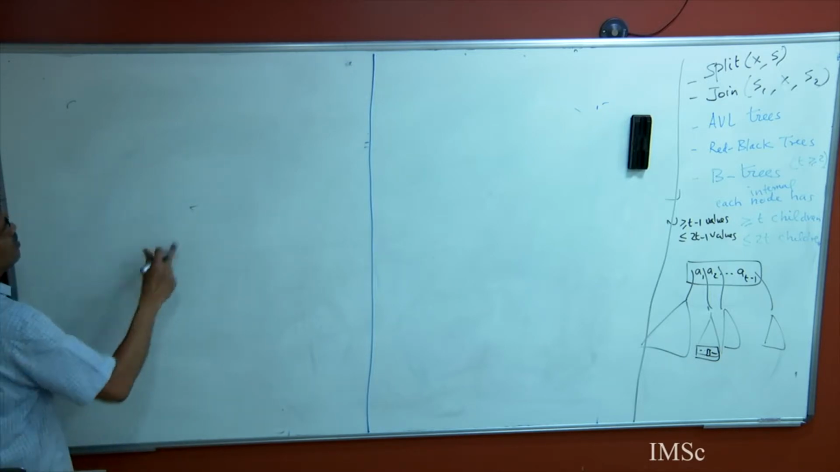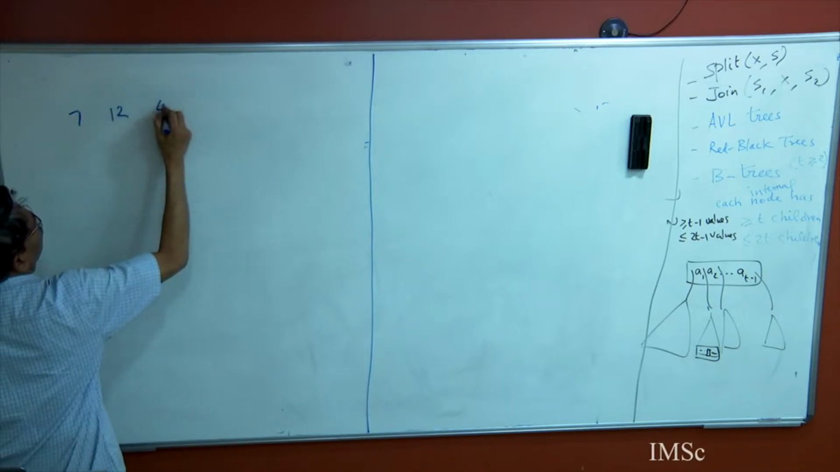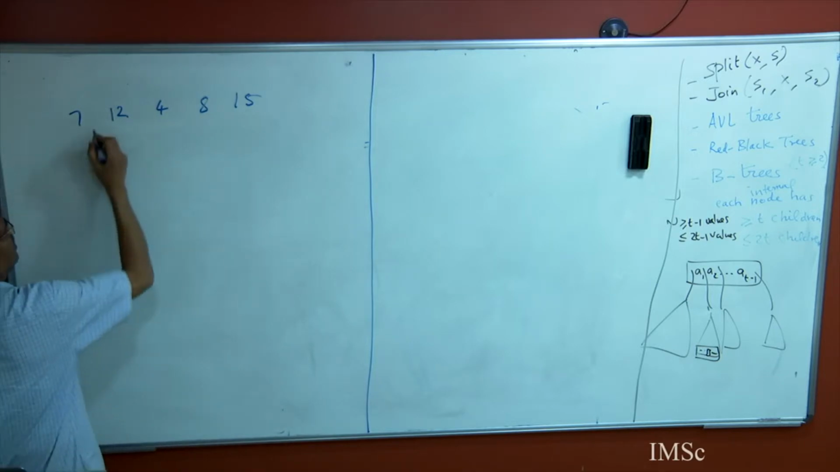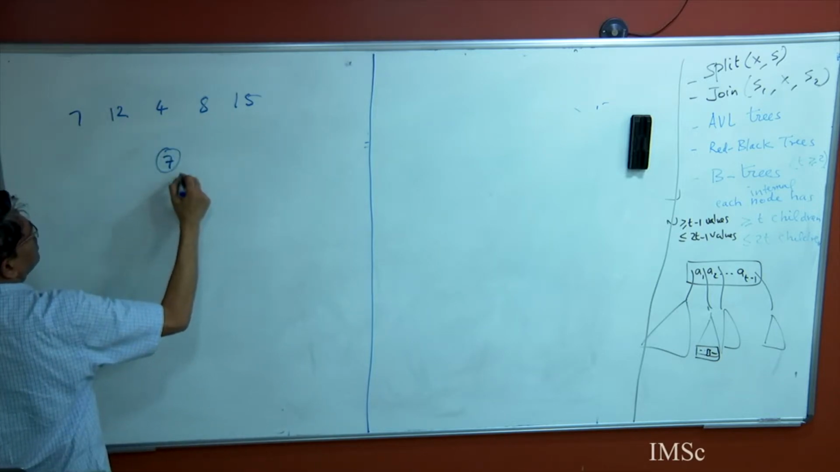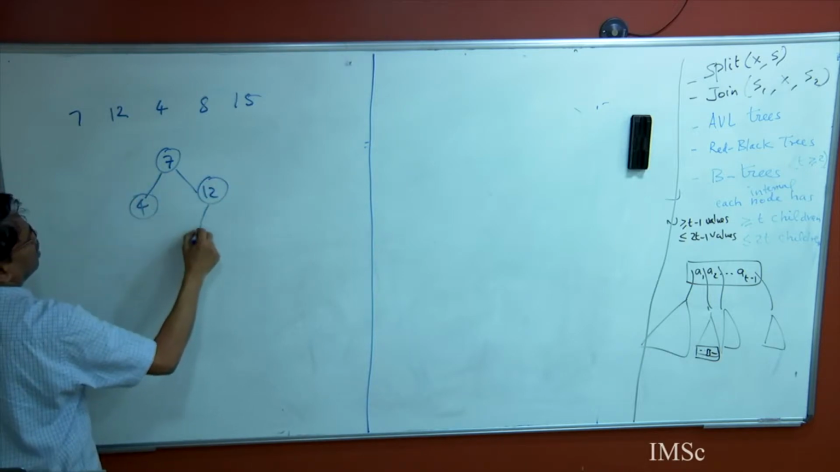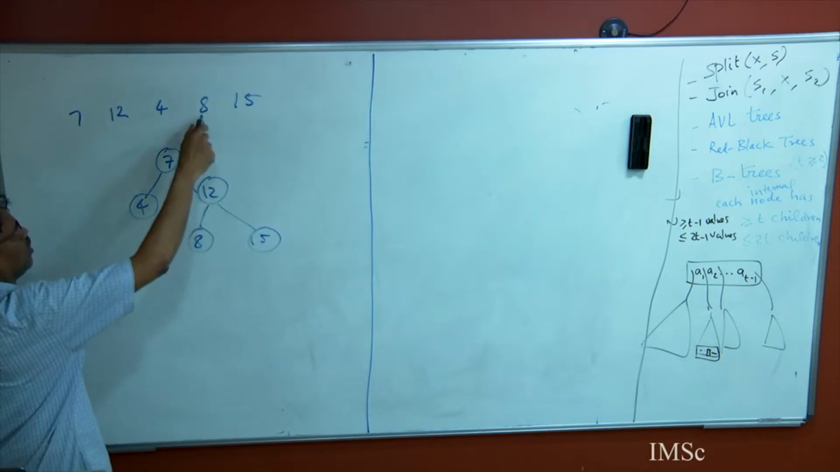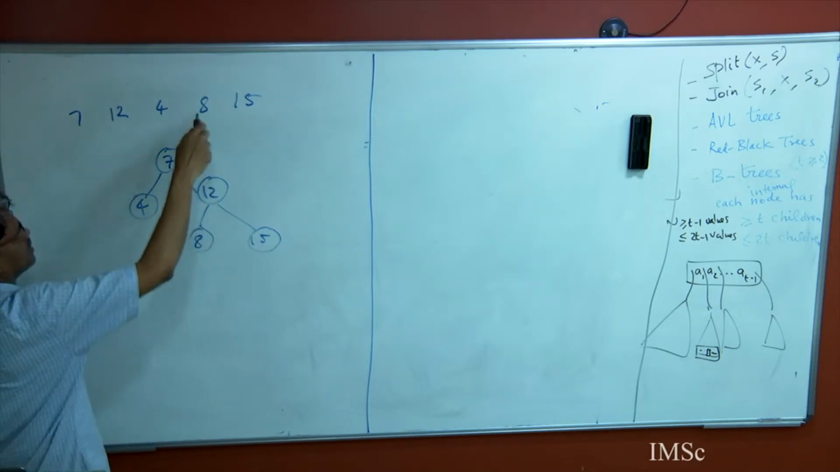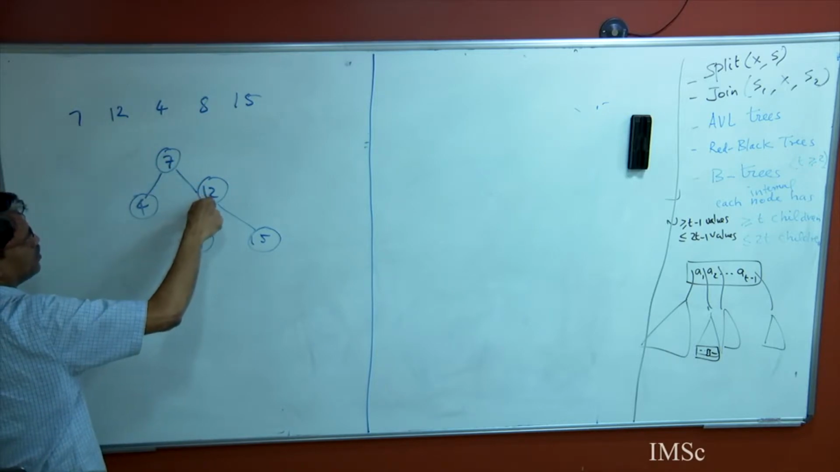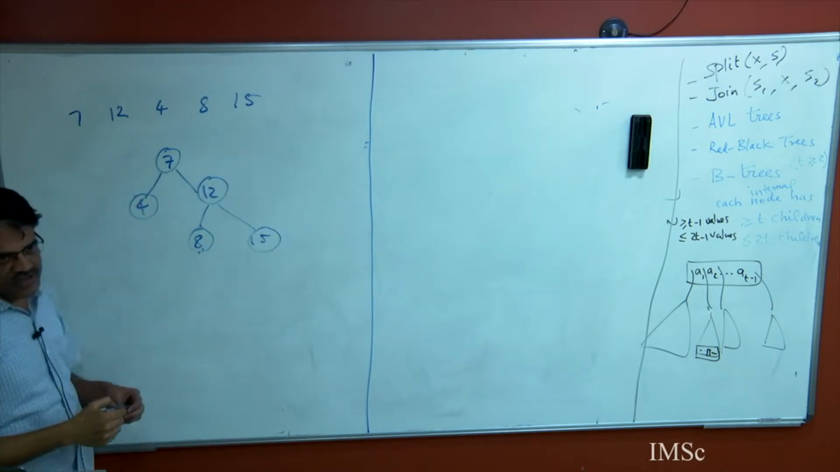So I might get 7, 12, 4, 8, 15. Let's say these are the keys that are coming in. I'll add 7 here, and then the binary search tree will say 12, 4, 8, and 15. This is the search tree I'll get, right? How did 8 get inserted? I'll search for 8 here. 8 is in the right subtree of 7, compare it with 12, and 8 moves to the left subtree, so I'll insert it here. Then I get this search tree, right?